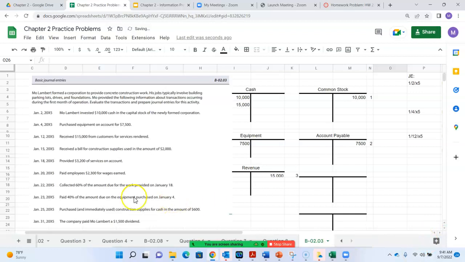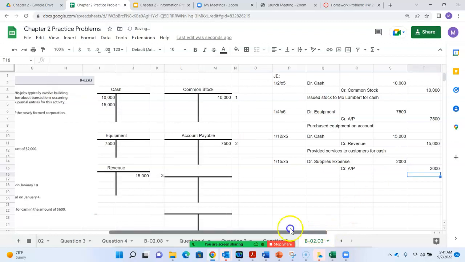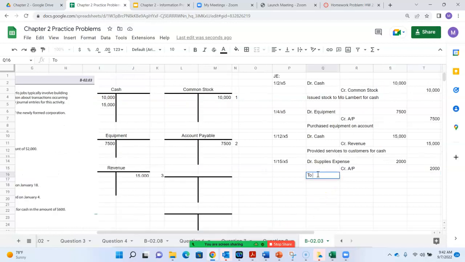So let's come back up here. Let's do our journal entry. Transaction number 4 took place on January 15th. So we are going to debit supplies expense. We are going to credit accounts payable in the amount of $2,000. What are we missing? We're missing a description. And this is received bill for cost of supplies.